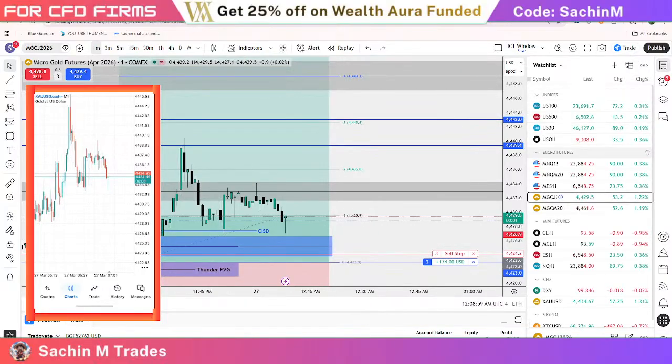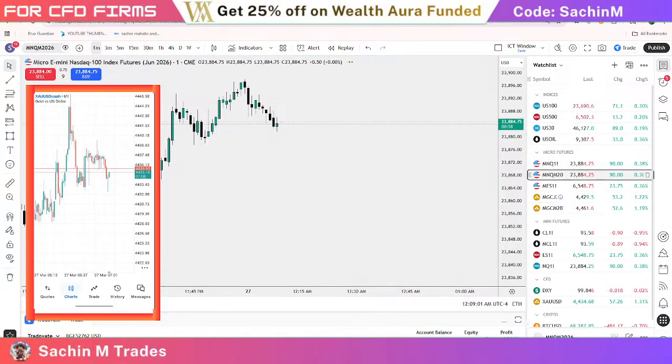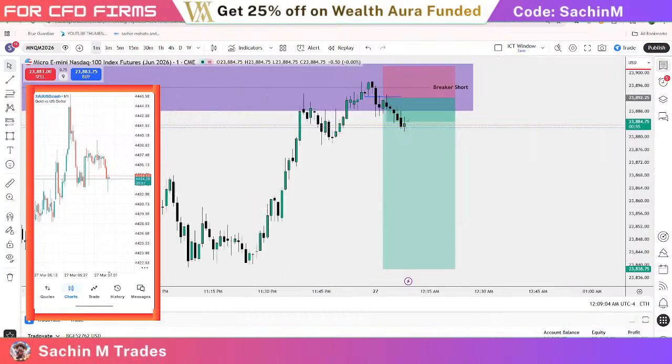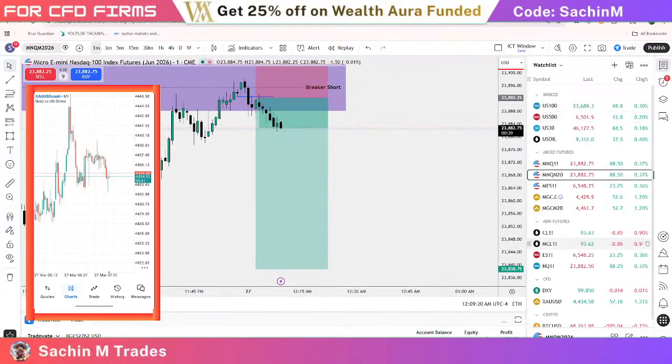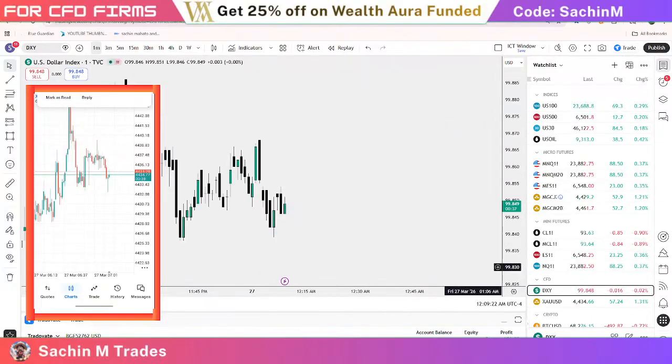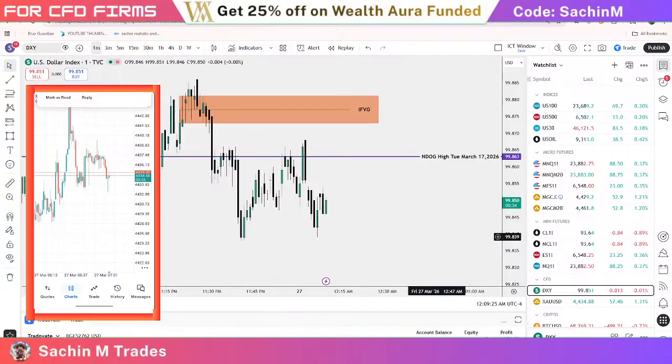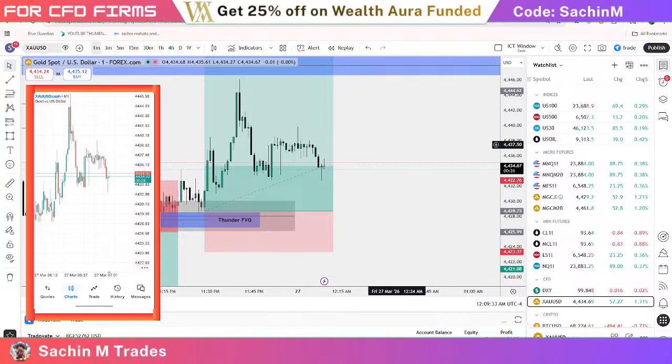Let's look at NQ, MNQ. If it is going towards our direction, yeah, it is going towards our direction. Let's look at the dollar index. The dollar index went to the breaker and came down. Now we are looking for the gold to go up, or this will become the Asia high of the day.